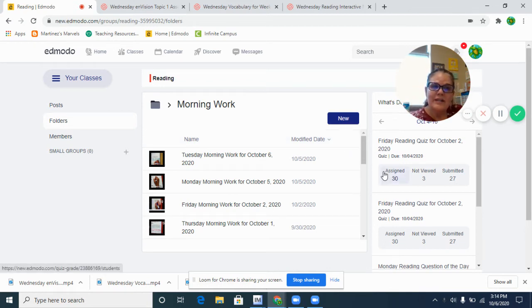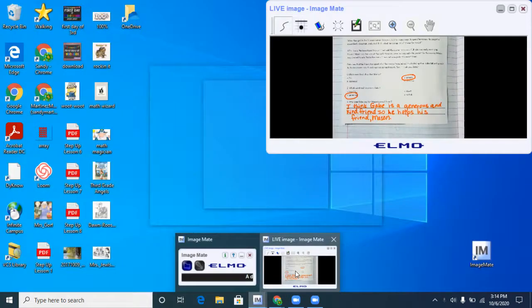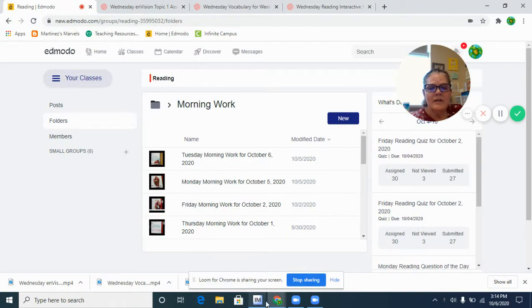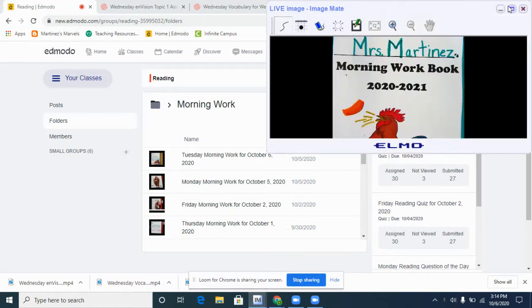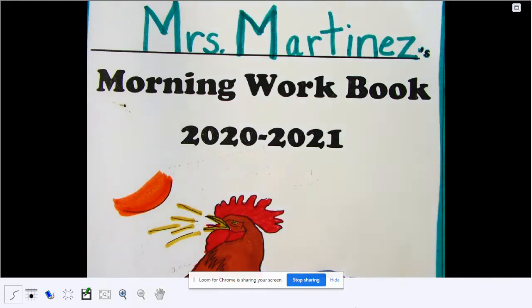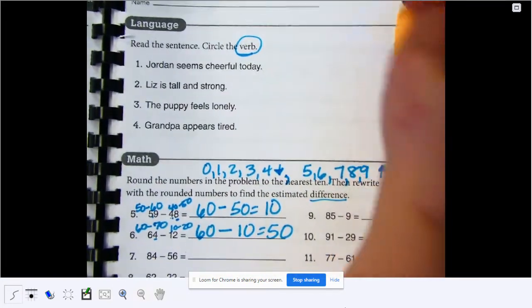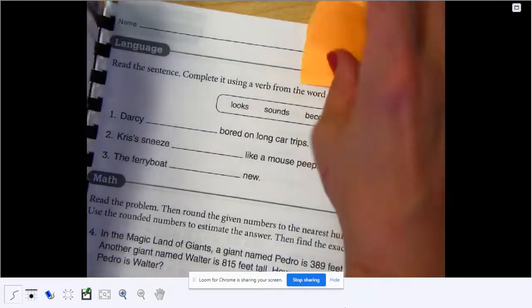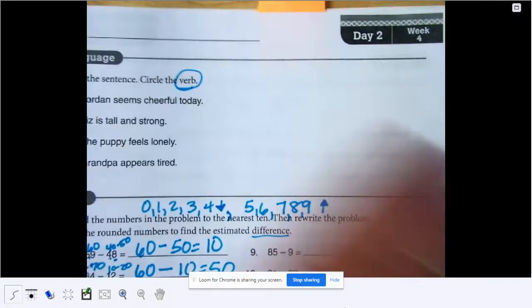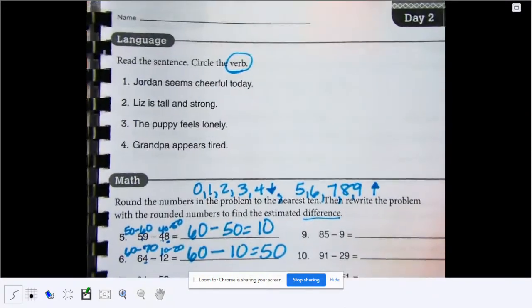We're going to get started in our morning workbook. So if you please grab your morning workbook and something to write with and then meet me over in our camera here. There we go. All right, so today we are on page 27 and we're going to correct.